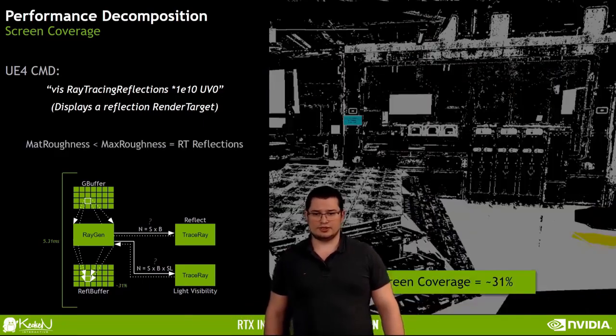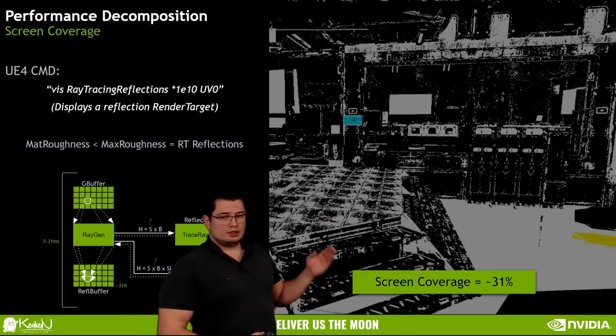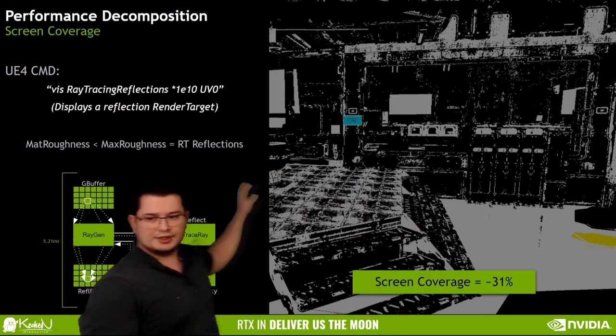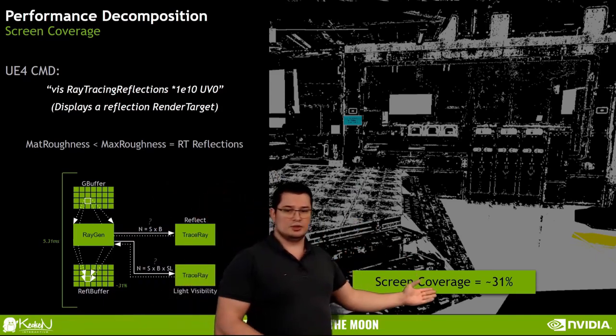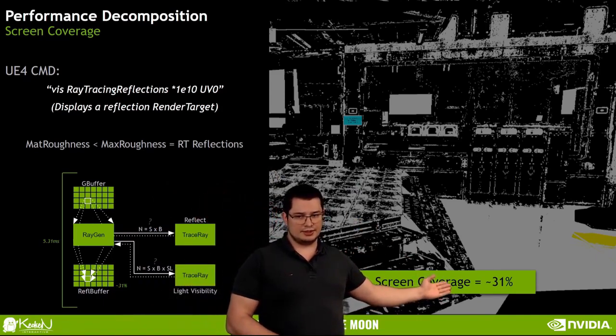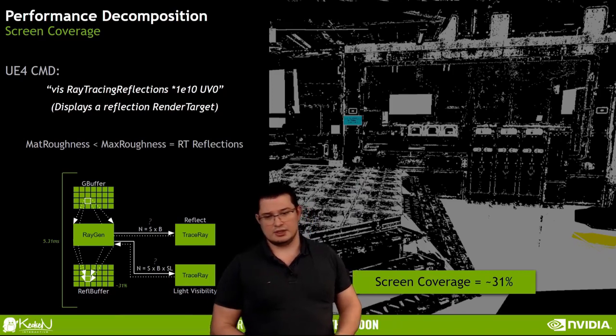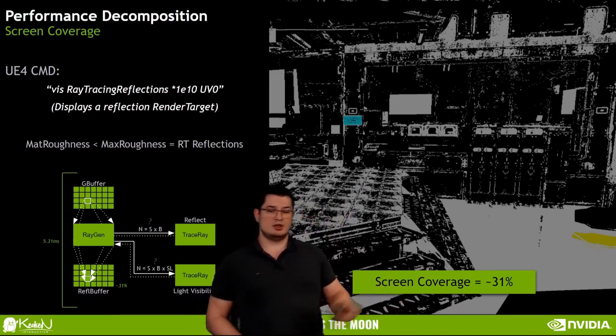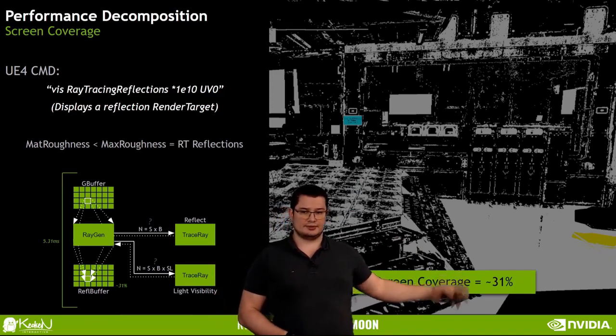So, for this particular scene, not only what you see here, but it goes actually beyond here, but it's cut off. In total, 31% of the screen is covered with ray traced reflections. So this is the cost which you're paying, 5.3 milliseconds for 31% of your screen.